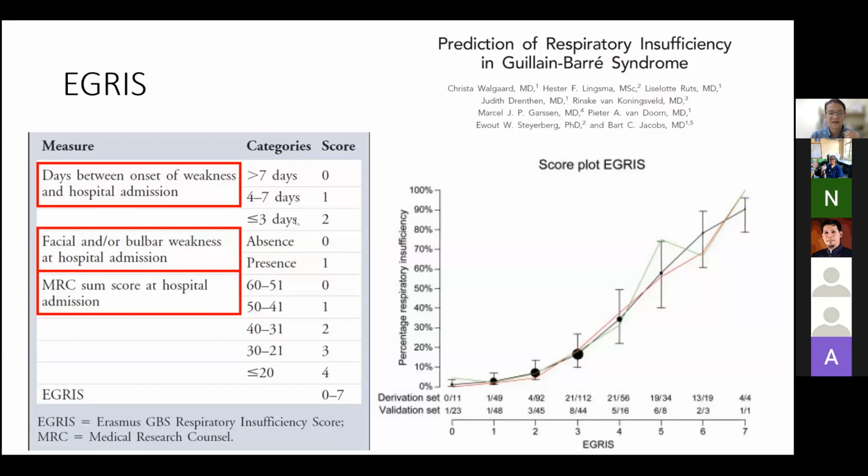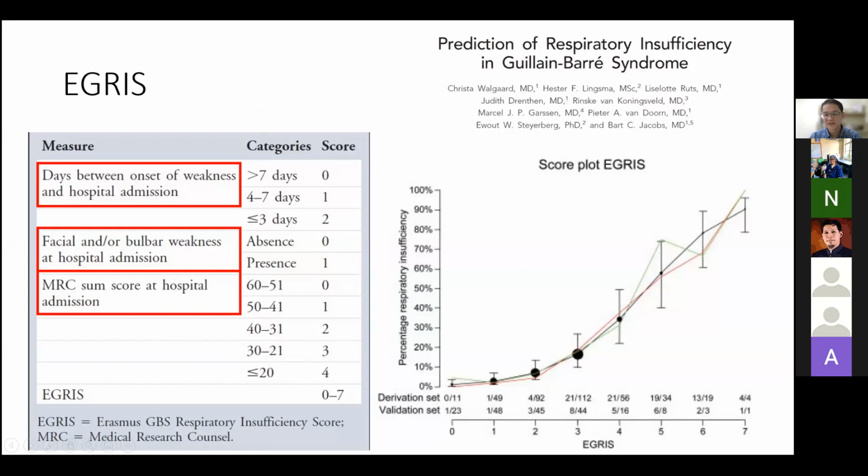So the earlier they come to the hospital, the more severe. If they have facial and bulbar involvement, yes, they have a more severe form of Guillain-Barré syndrome. And when it comes to you with a very weak score, meaning really weak power, you know that this is a severe form of Guillain-Barré syndrome. If you score these three features into a score like this, you can predict what percentage of them will eventually develop respiratory insufficiency based on the score.